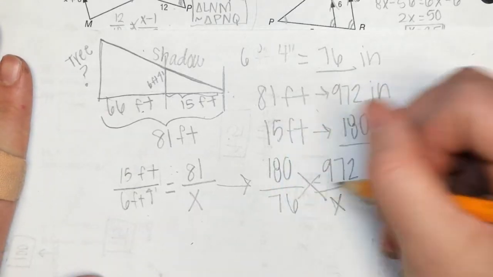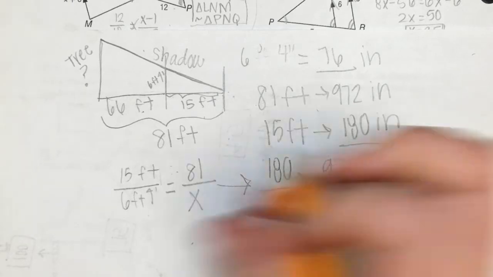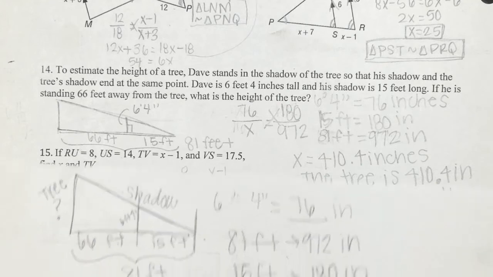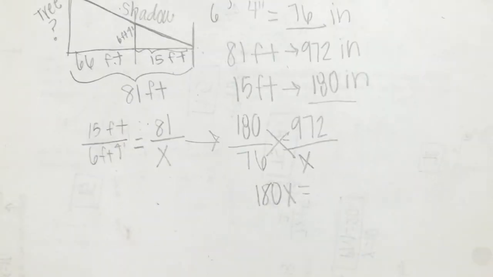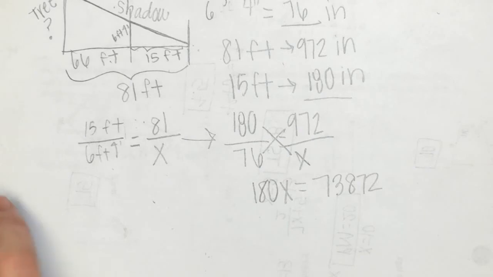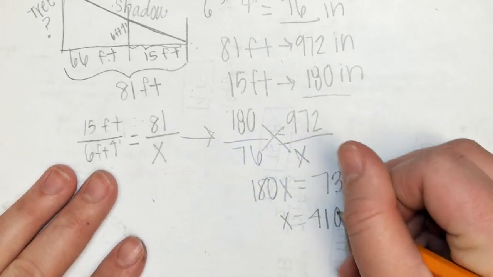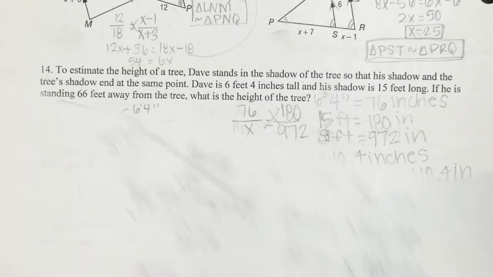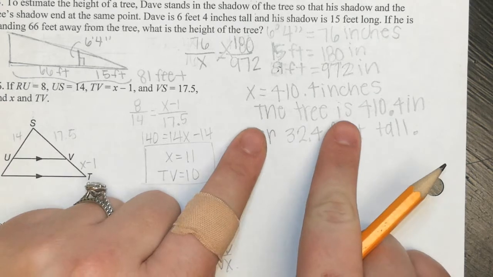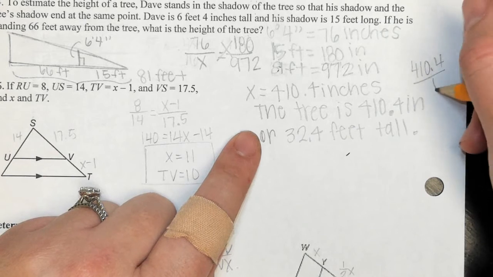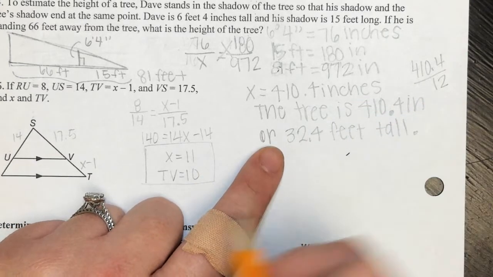When you cross multiply, you'll get 180x equals 972 times 76. 972 times 76 is 73,872. Divide that by 180, and you get that x is equal to 410.4 inches. So your answer is the tree is 410.4 inches, or if you divide 410.4 by 12, it's 32.4 feet tall.